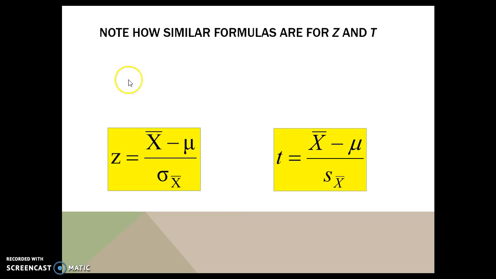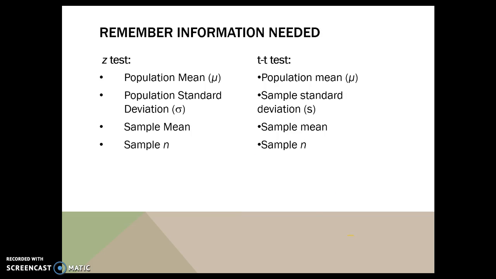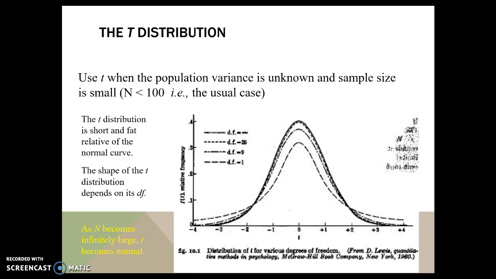Just a quick note, the difference between z and t. The equations are the exact same. It just depends on if we have sigma or if we have s. We always want to use sigma if we have it. So the information needed is the exact same. It's just this standard deviation that changes. So if we have population information, we always want to use it.